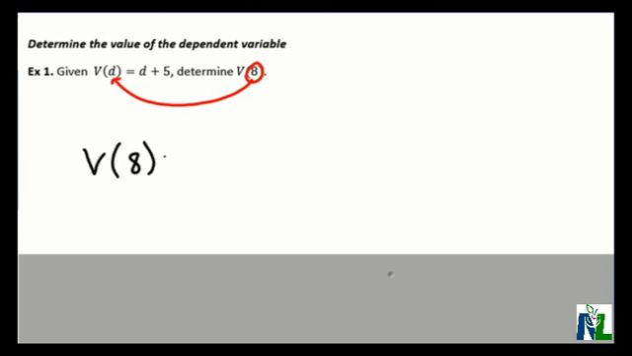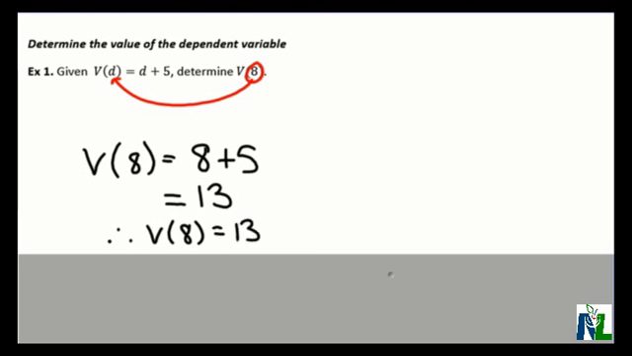v of 8 is equal to 8 plus 5. So I'm replacing the value of d with 8. And 8 plus 5 is 13. So therefore, v of 8 is equal to 13. Okay? Or we could say, as an ordered pair, 8, 13.